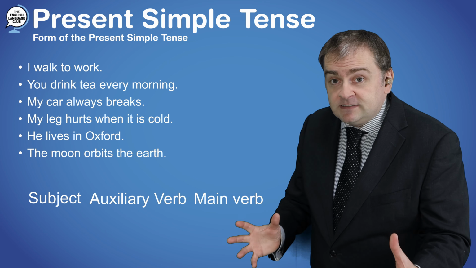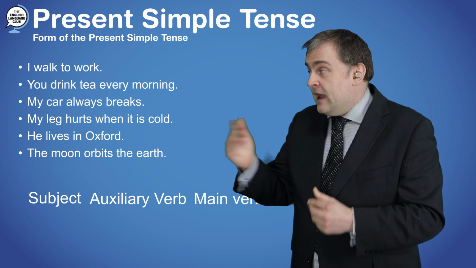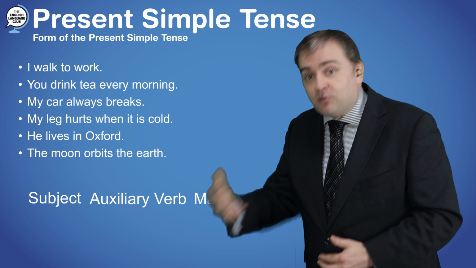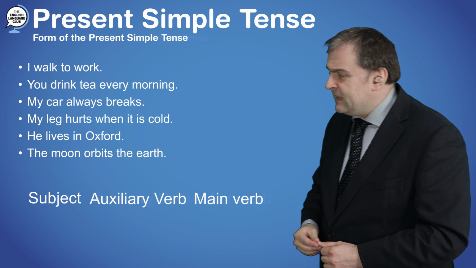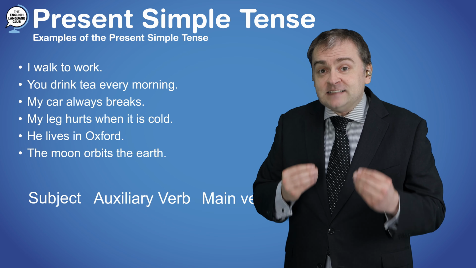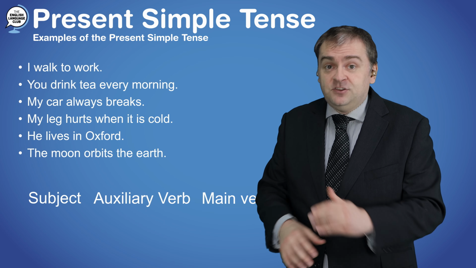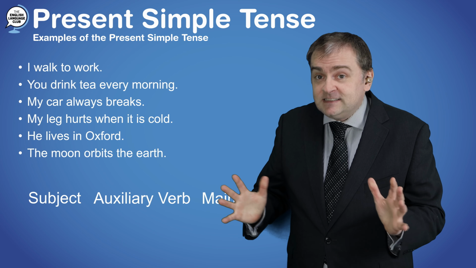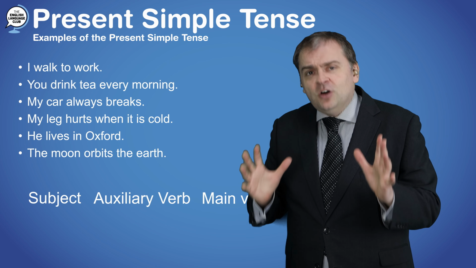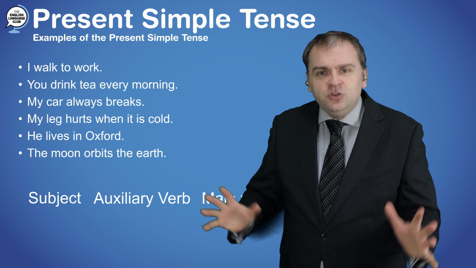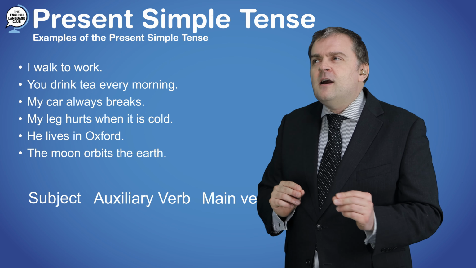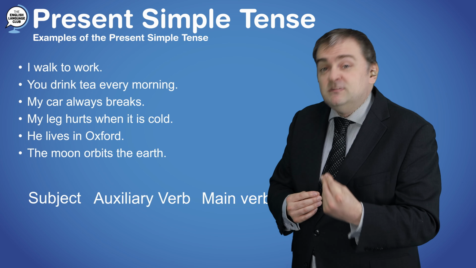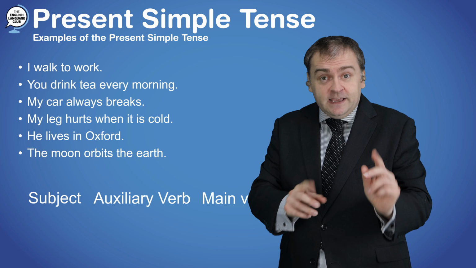It's the same with the perfect tense. We say, I have walked to work. You have drunk tea. My car has broken. So you can see that it's actually the present simple tense that's irregular, not the other tenses. They are all consistent. And it's not that with the present simple tense we don't use the auxiliary verb. I like to think of it that it is there, we just don't need to say it. But you can say it if you want.